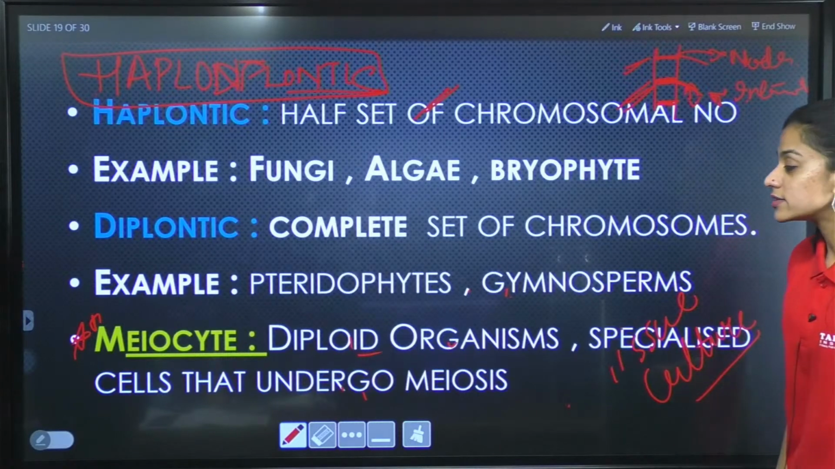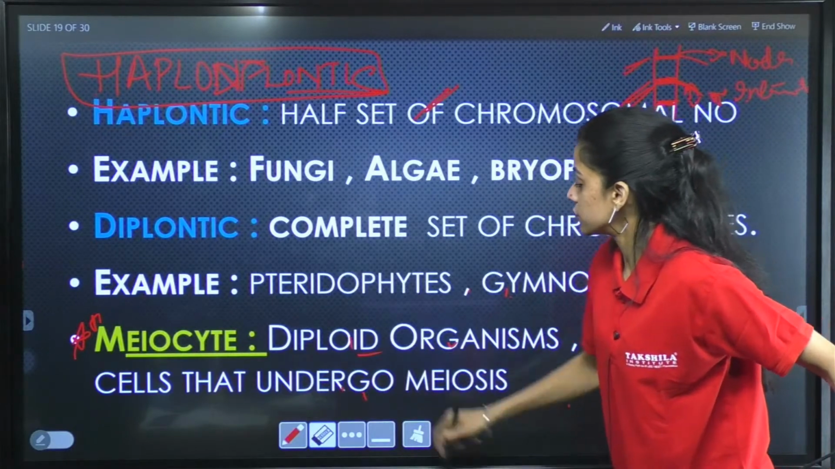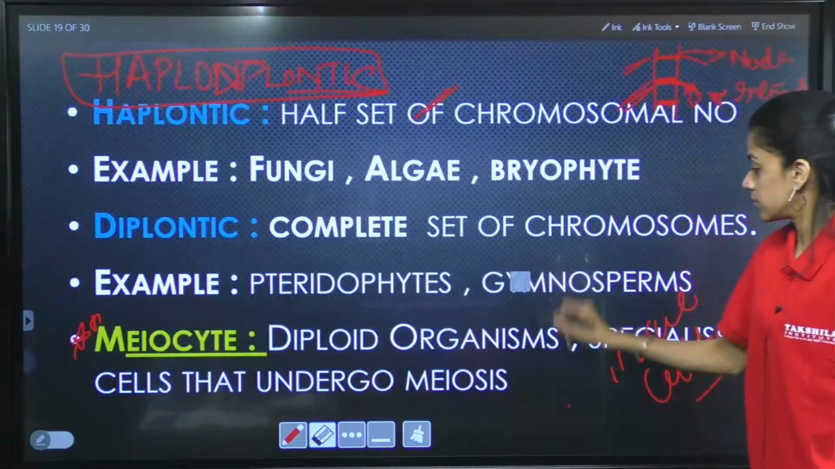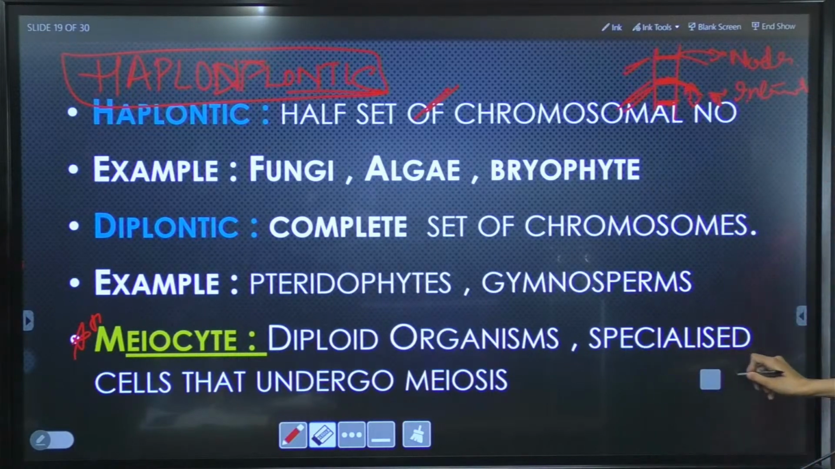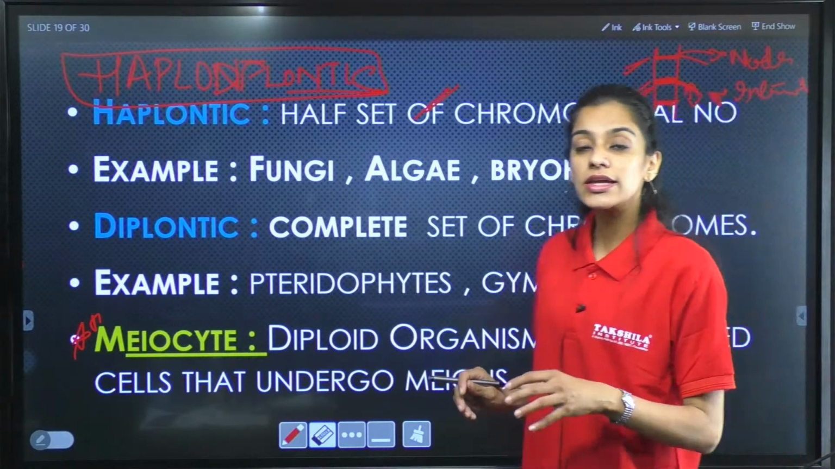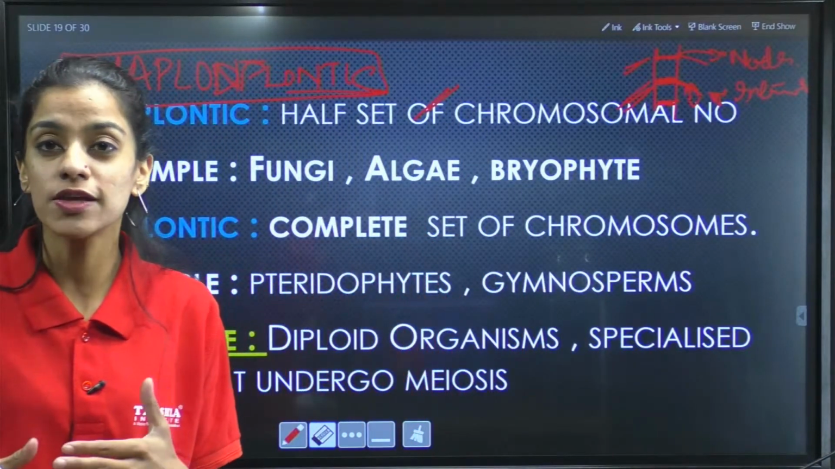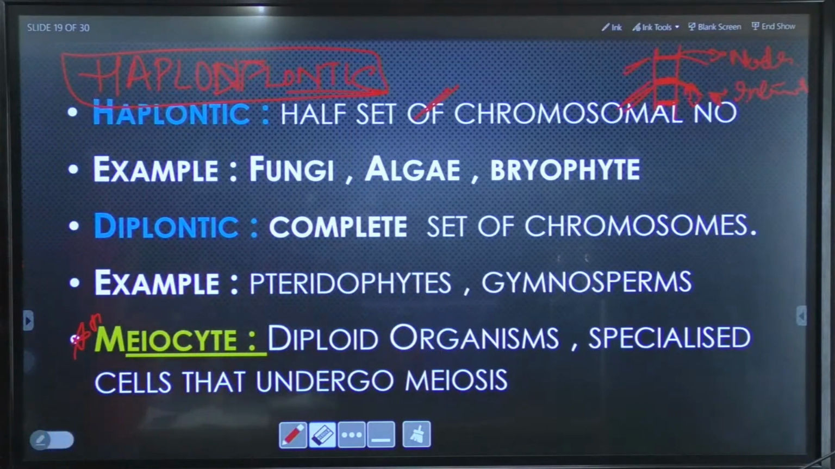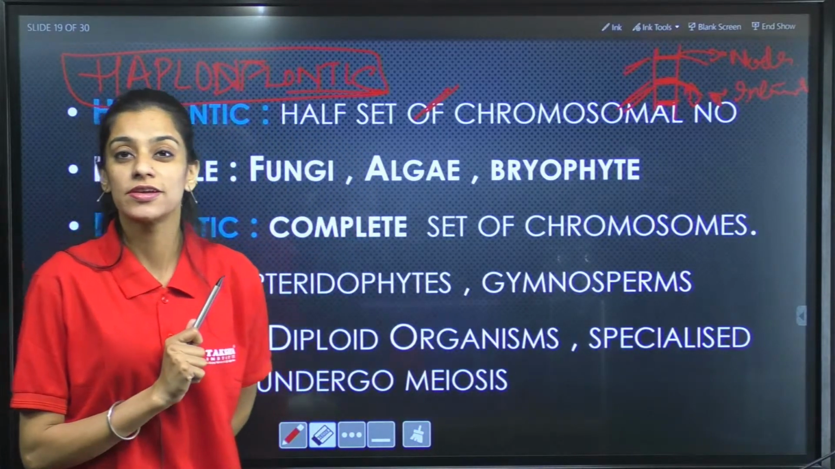It says that inside the diploid organism, the diploid is the one that consists of the complete set of the chromosomal number. In the diploid organism there are specialized cells that undergo meiosis. They will be the ones that undergo meiosis.